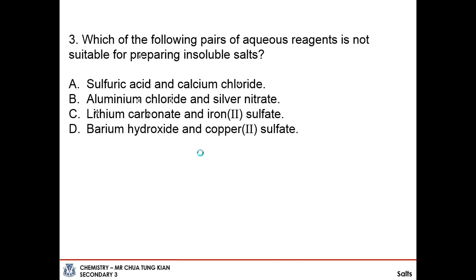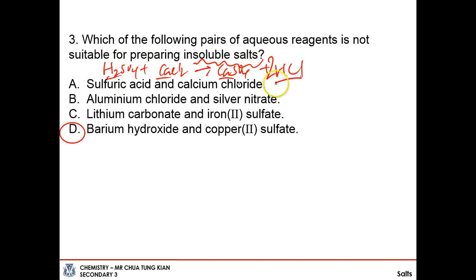Next question. Which one of the following pairs of reagents is not suitable for preparing insoluble salts? The answer is D. Why is it D? To prepare insoluble salts, okay? Calcium sulfate is insoluble. H2SO4 plus CaCl2 gives you CaSO4 plus HCl. So this is soluble in water, this is soluble, this is soluble, this is insoluble. So very good, you simply filter it out to remove. So this is okay.